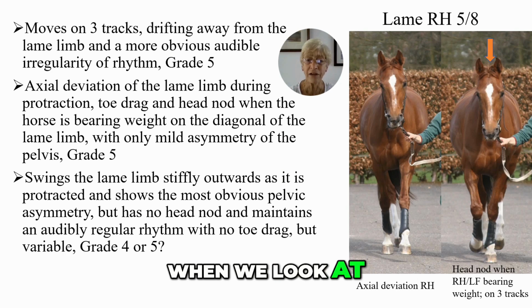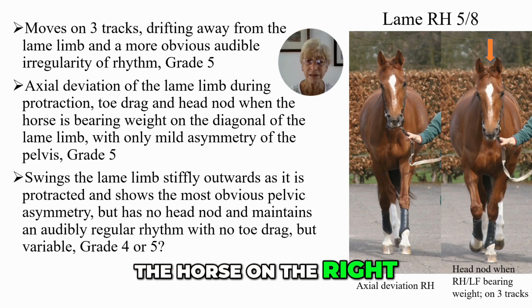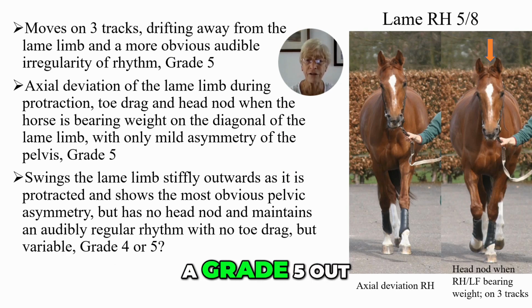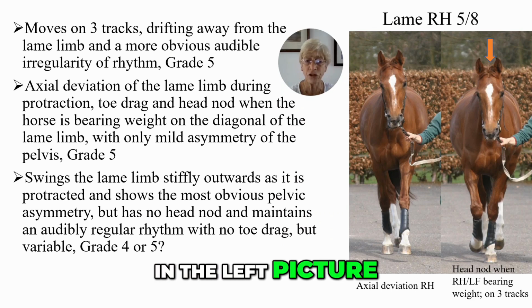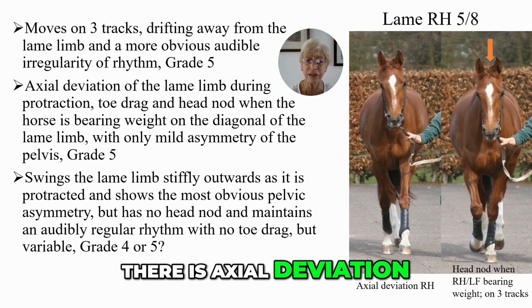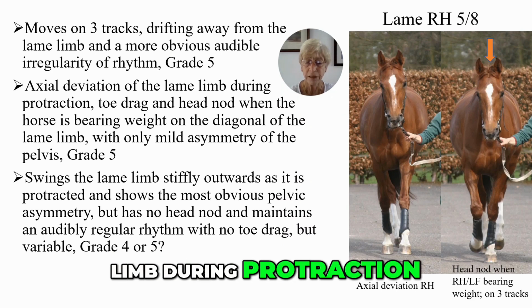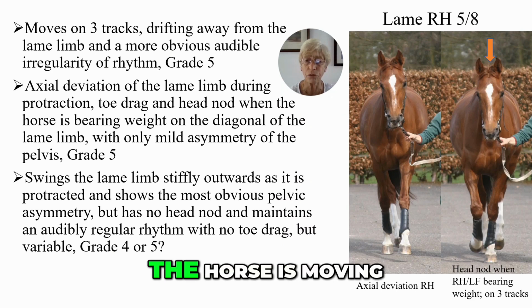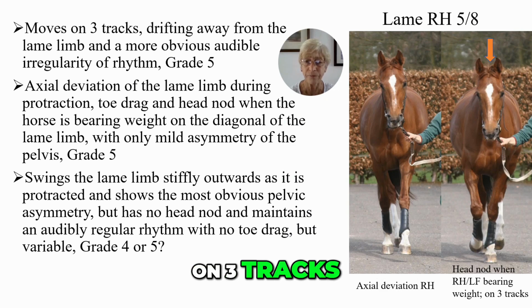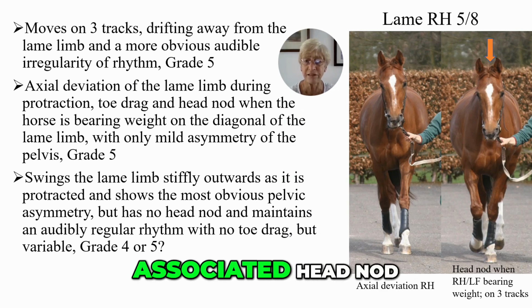When we look at the horse on the right, this horse was assigned a grade 5 out of 8 right hind limb lameness. In the left picture, we can see that there is axial deviation of the right hind limb during protraction. In the picture on the right, we can see that the horse is moving on 3 tracks. There was also an associated head nod.